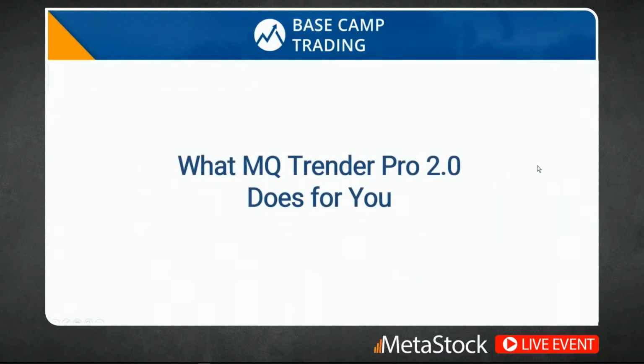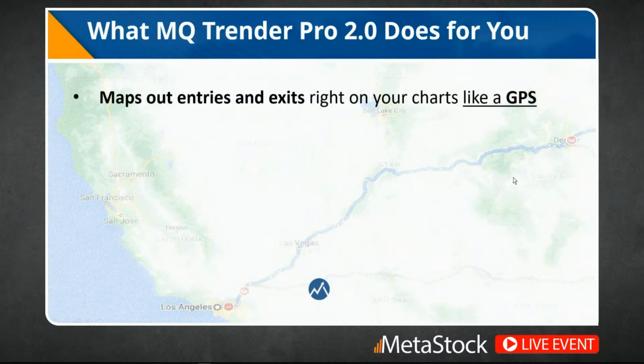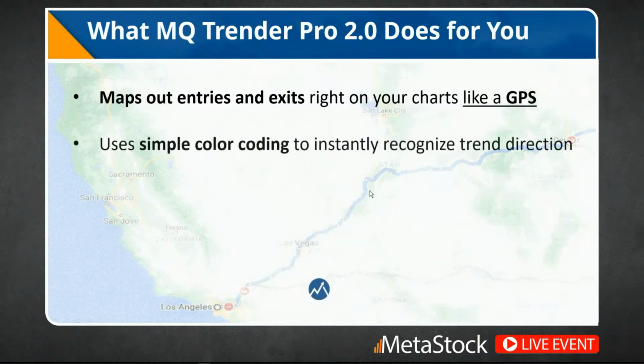Now, how does it do this and what does it do for you? MTP2 is going to help you by doing some pretty cool things. It's going to map out the actions of what the chart is doing by color right on top of your chart. It's going to be like having Google Maps right on your charts with a GPS. And it's going to work on almost any type of chart or symbol. It does this through very simple, logical color coding that'll make sense to you immediately. You'll instantly know what to do and when to do it.